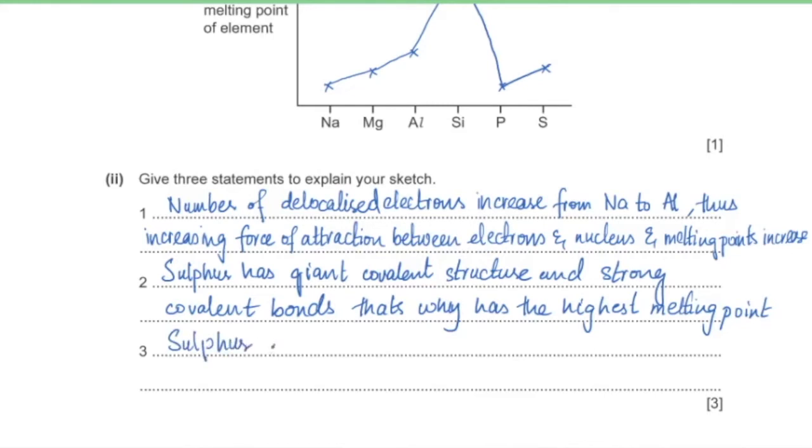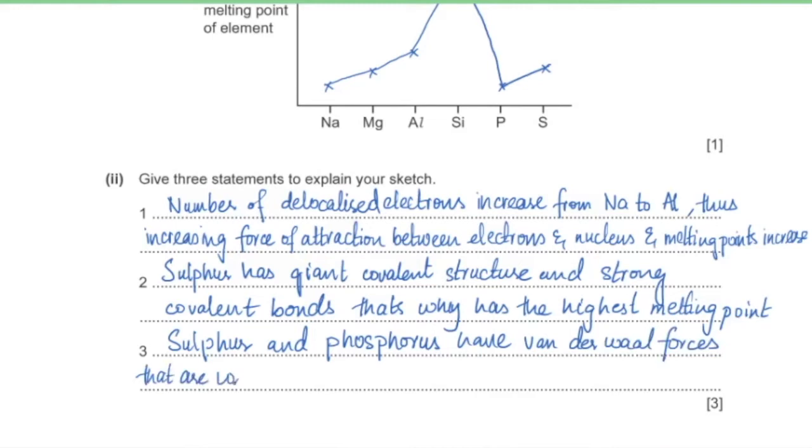Sulfur and phosphorus have van der Waals forces that are weaker than both metallic and covalent bonds. So melting point for them is lower.